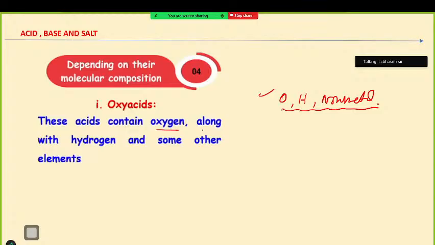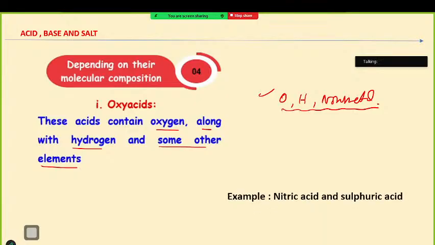It contains oxygen along with hydrogen and some other element, generally a non-metal. They are called oxyacids, like nitric acid, sulfuric acid, etc. Phosphoric acid too is called an oxyacid.